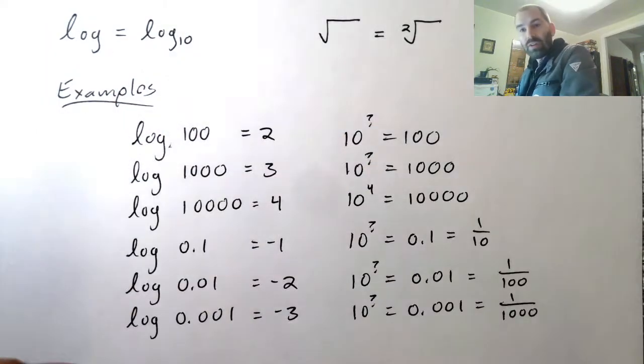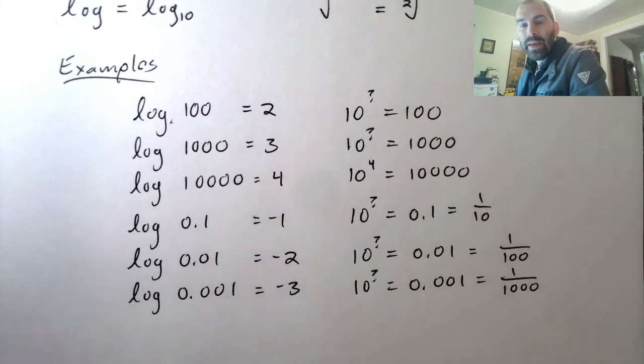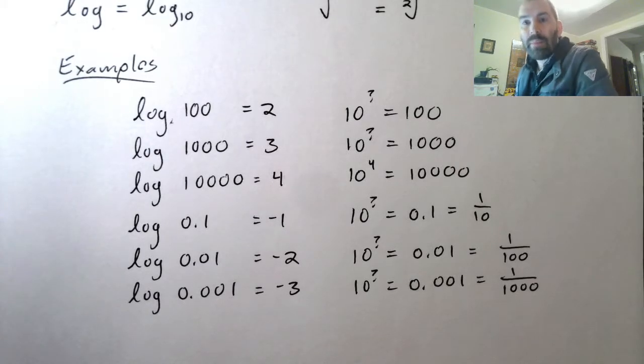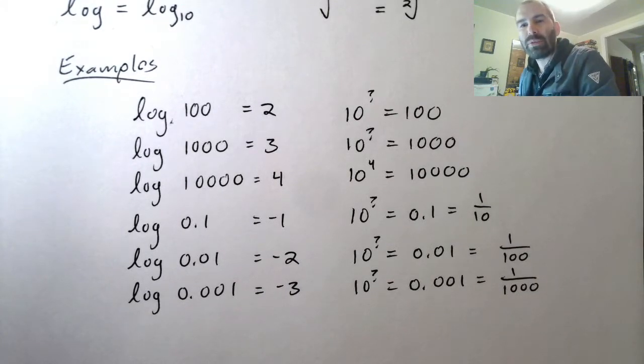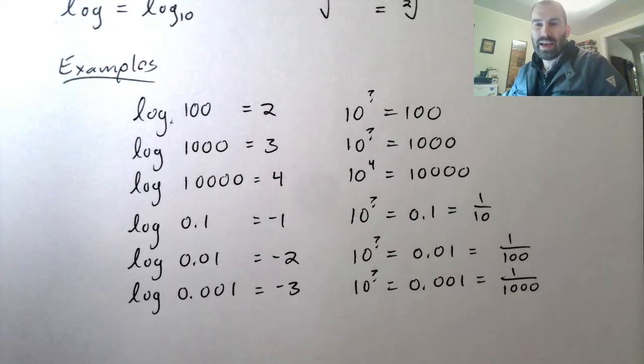And this log is used in many applications. If you've ever heard about the Richter scale to measure earthquakes, the magnitude of earthquakes, those are logarithms. A magnitude 7 earthquake is 10 times more powerful than a magnitude 6 earthquake. And a magnitude 6 earthquake is 10 times more powerful than a magnitude 5 earthquake. The Richter magnitudes are actually logarithms, log base 10.